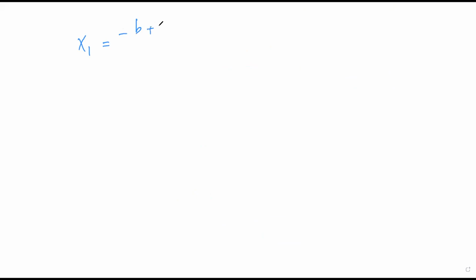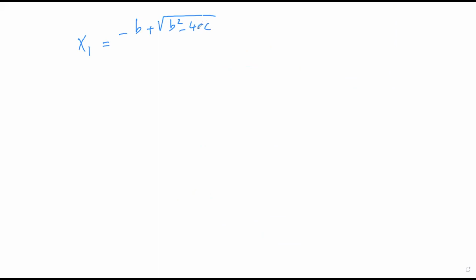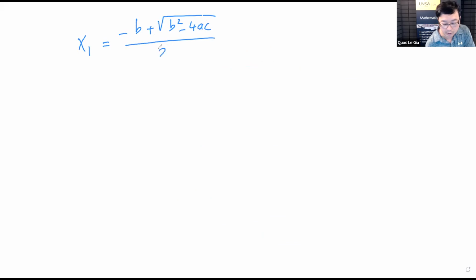Okay, so now if you look at the formula, x1 is minus b plus the square root of b squared minus 4ac, divided by 2a. Okay, so when 4ac is very small, in our case, that is the case.